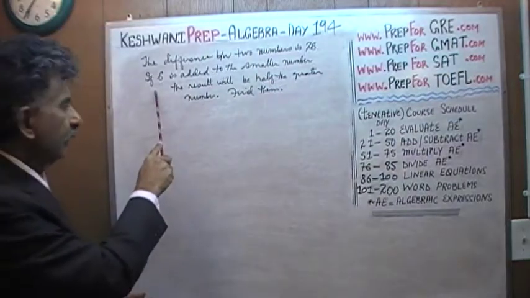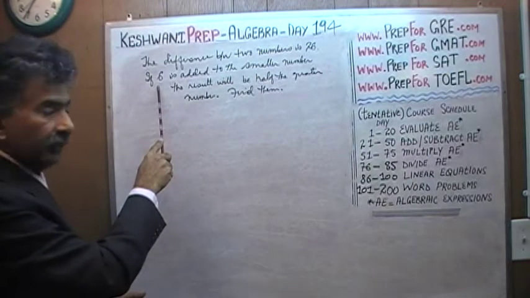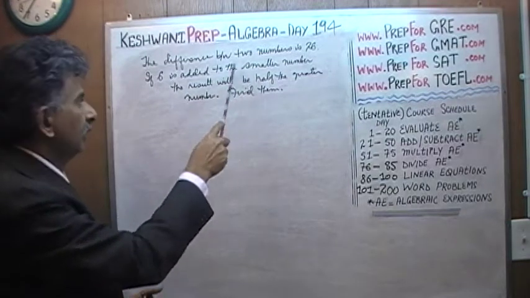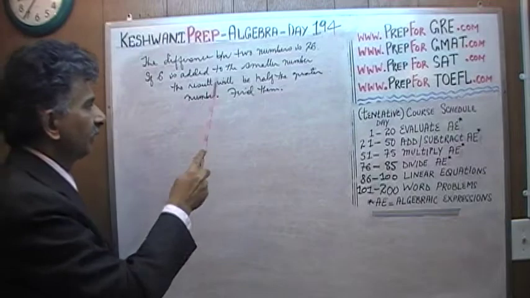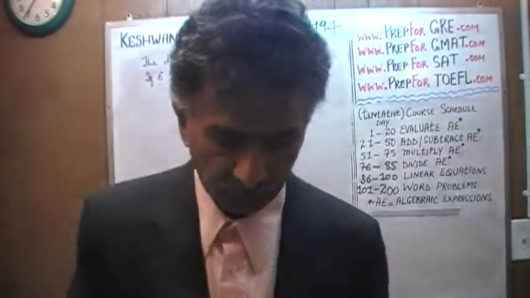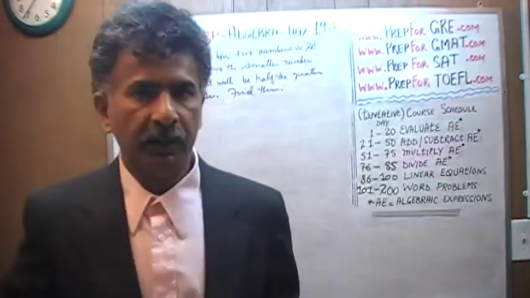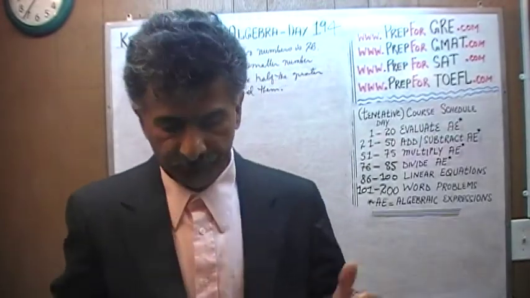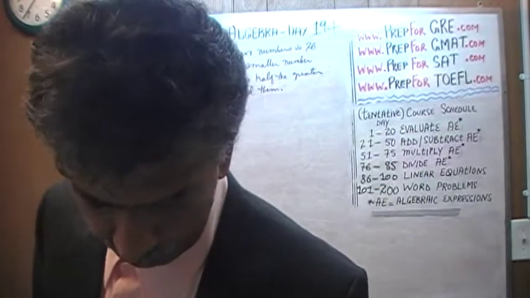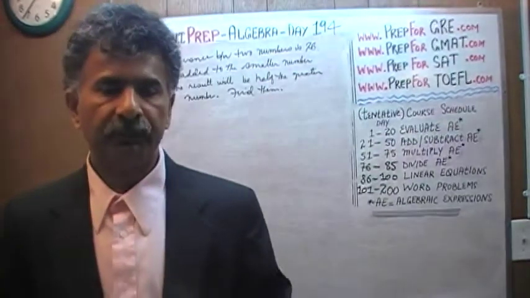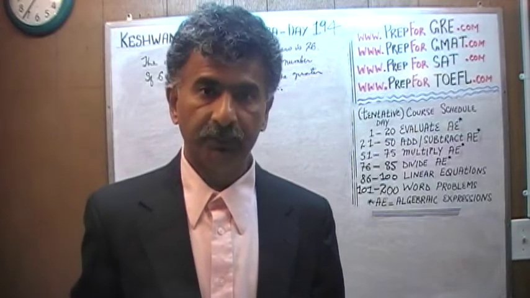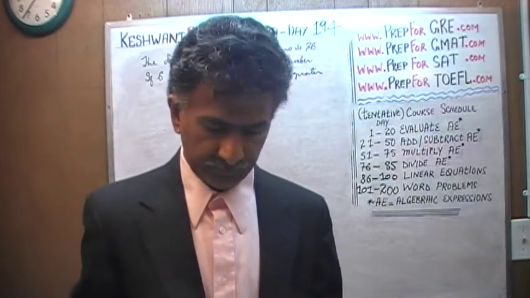Then we are told further that if 6 is added to the smaller number, the result will be half the greater number. So if you were to add 6 to the smaller number, what we will have on our hands is some quantity which equals half the greater number. That's all. I want you to pause the video and solve it yourself, and once you have the answer, you can resume it and then compare your work against the work that we will do together.